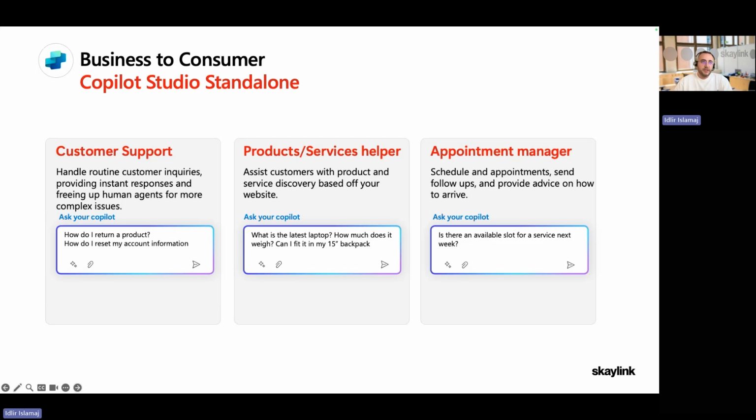Appointment manager. So you can also use the bot to schedule appointments, send follow-ups, and provide advice on how to arrive at different destinations. So, is there any available slot for a service next week, for example? And then the bot will go through your systems, check that specific slot, and offer it to the user.